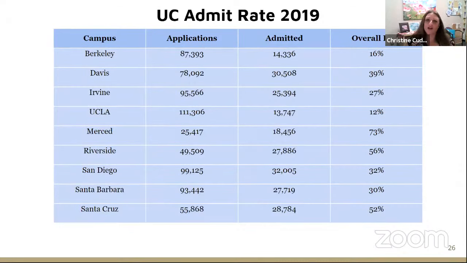Year after year, we get some students who apply to all of them. You don't need to apply to all the UCs. Pick the ones that are the right fit for you. Pick the ones that you have the highest chance of getting into. And again, love those schools that you're applying to. Find the ones that are the right fit and love those schools. And don't worry about the other schools, because there are a lot of great ones out there.